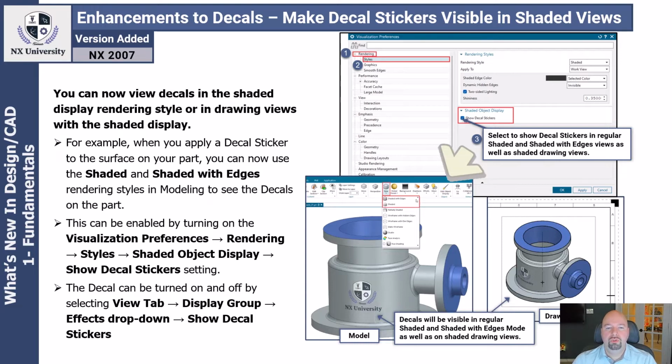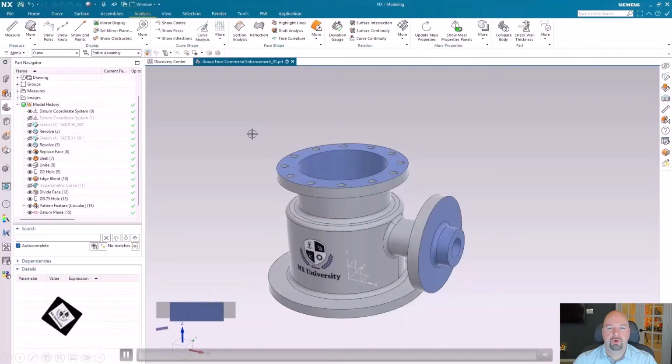We can go into the visualization preferences, rendering styles, shaded object display, show decal stickers setting. Once we toggle this option on, it's going to enable us to see those decals inside of these standard shaded views or these shaded views with edges, as well as on a drawing view, as long as the shaded style is turned on for that drawing view.